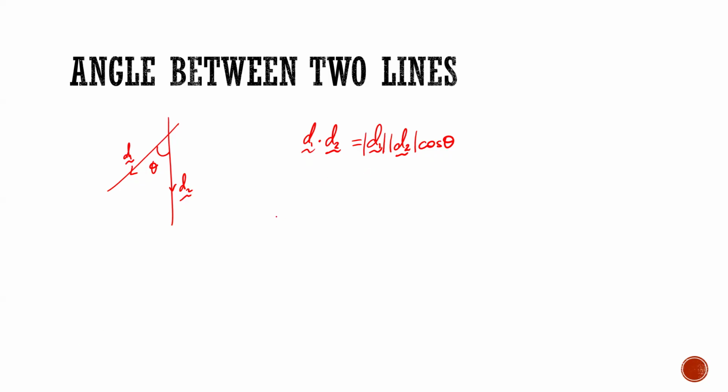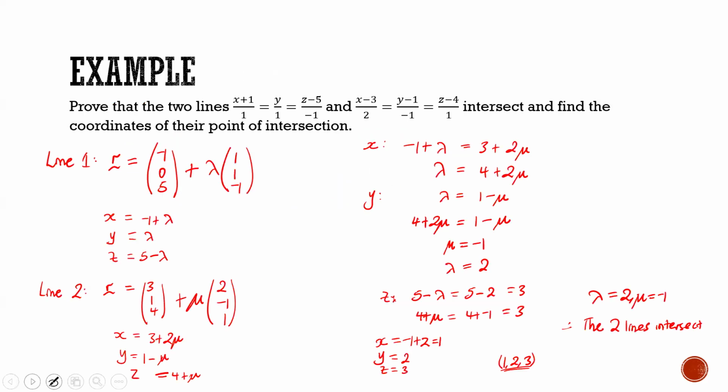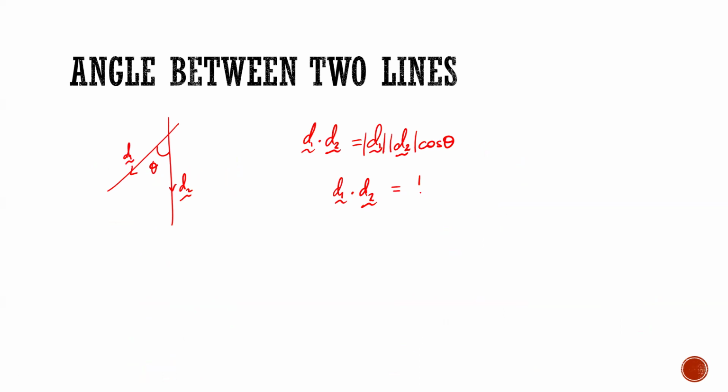So in this case, for the dot product of the two lines, we know the direction of the first line is (1, 1, -1), and the second line is (2, -1, 1).